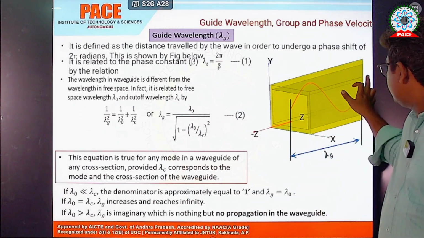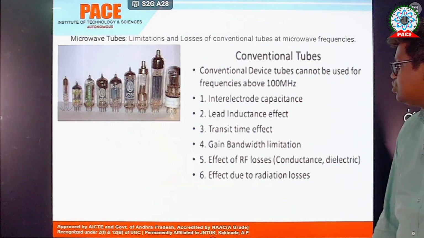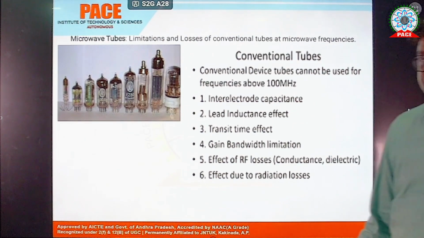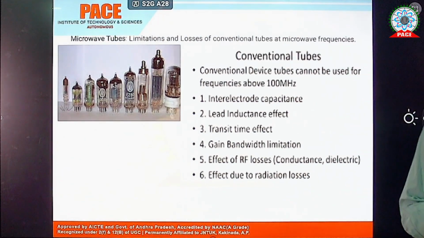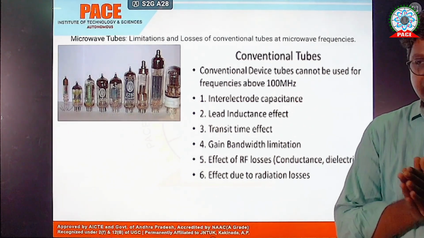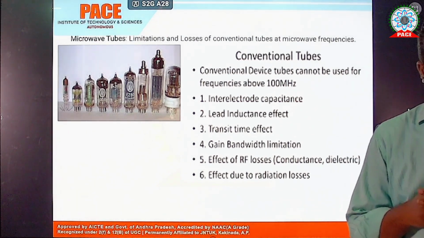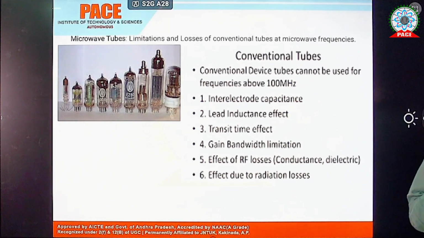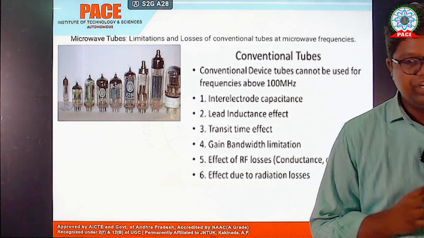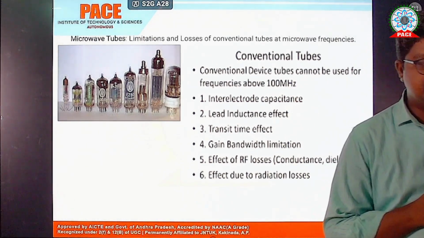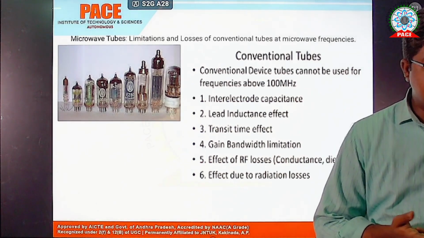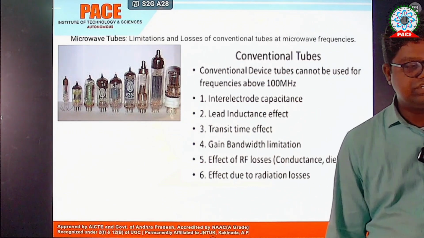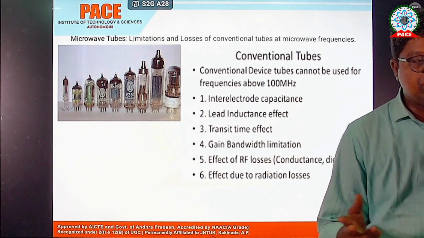Now we will be learning about microwave tubes. See, microwave tubes are the stationary things which will be used for different scenarios. Generally, the conventional tubes have some problems. The conventional tubes cannot work in the gigahertz range. They have inter-electrode capacitance, transit time effect, gain bandwidth limitations. There are some RF losses. There are some radiation losses, etc.